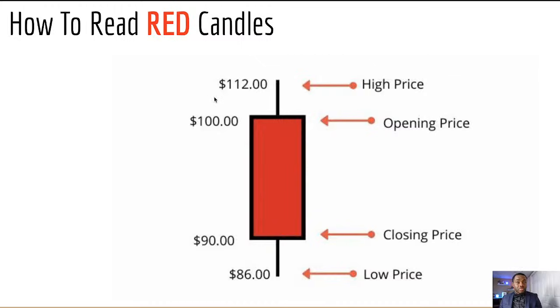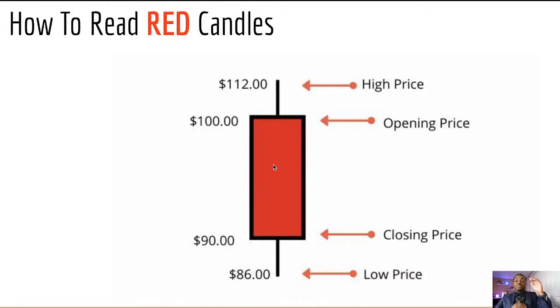A red candle. I really want you to show this to your kids or any other person who does not know how to read candles, because many people forget and skip out on the fundamentals. So check this out. This candle is red because the opening price was 100 and then it dropped by the time it closed to 90. So then the candle would be red.